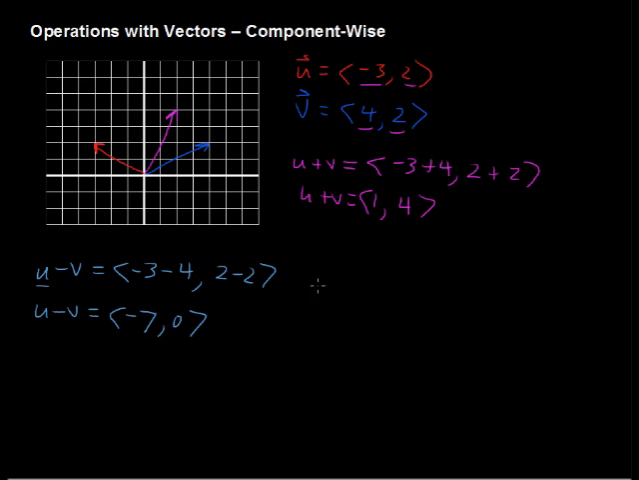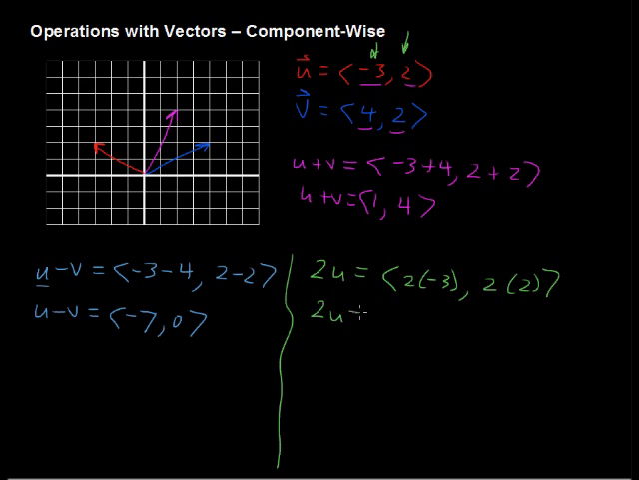Let's take a look at scalar multiplication of vectors. What if we wanted 2 times u? Well, we know that graphically that is simply the u vector in the same direction but twice as long, twice the magnitude. Component-wise, it is 2 times the -3 component and 2 times the 2 component, referring again to these components. So 2u then has the components -6, 4.